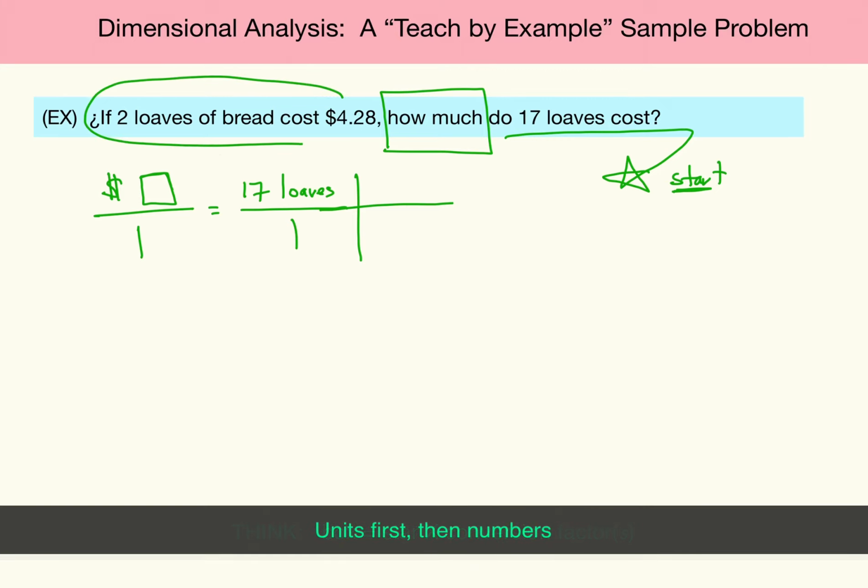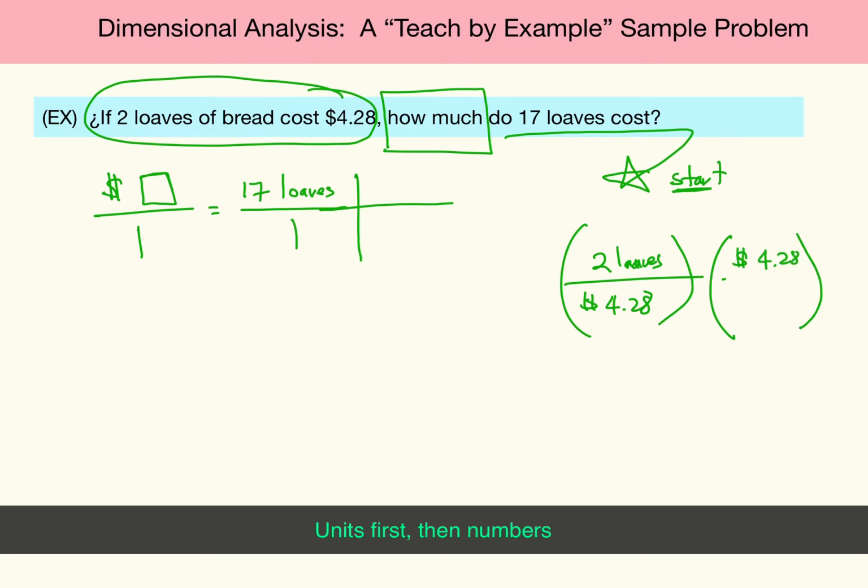Well, it just so happened the problem gives me some more information. It tells me that 2 loaves cost $4.28. In other words, they're equivalent. 2 loaves is equivalent to $4.28. Or I could write it the other way. $4.28 will buy me what? 2 loaves of bread.